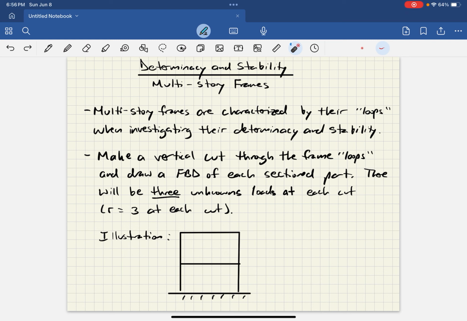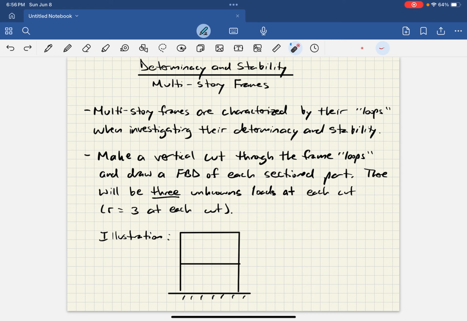First of all, when we think about a multi-story frame from a determinacy and stability perspective, we characterize them by what we call their loops. And again, we're doing this really for the sake of determinacy and stability. So when we say loops, what we mean is each enclosed story will be like a closed loop, okay?